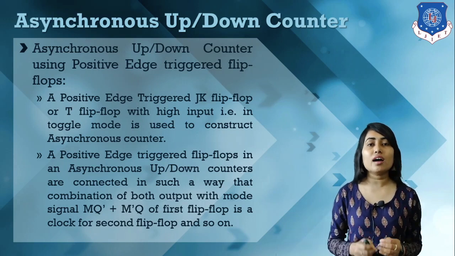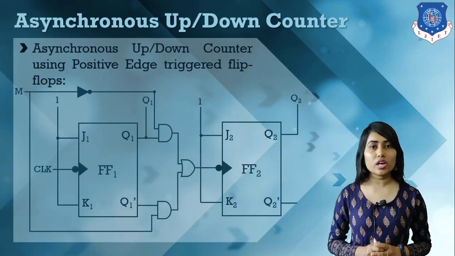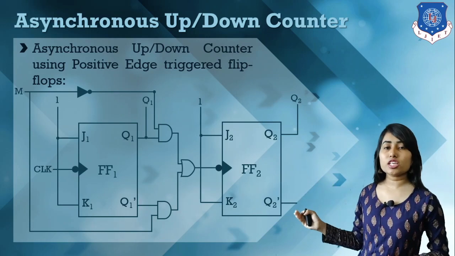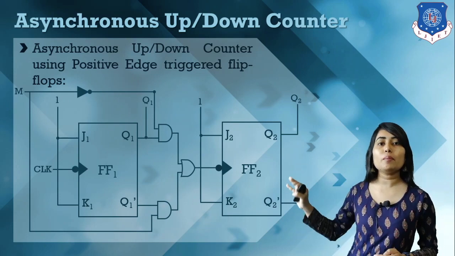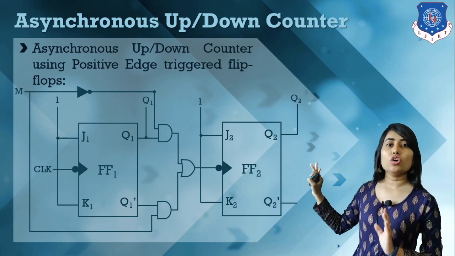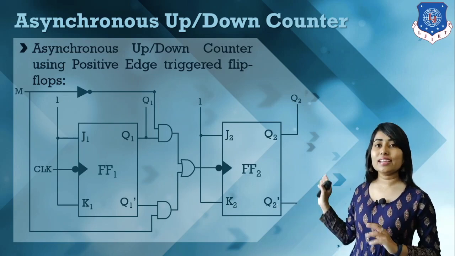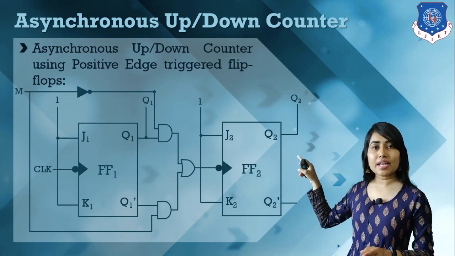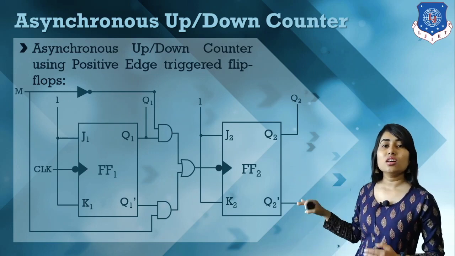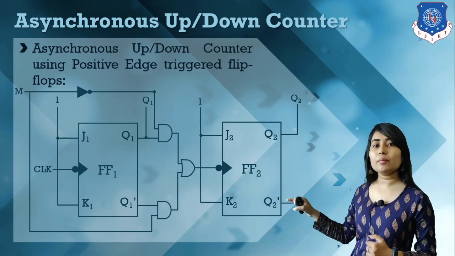Okay, so here we have the basic logic diagram of this asynchronous up and down counter using positive edge trigger flip-flops. Here we have two positive edge trigger flip-flops, and we apply input 1, so J1 K1 equals 1, J2 K2 equals 1. In the first flip-flop we apply the external clock signal. In the second flip-flop we apply M dash into Q1 and M into Q1 dash.